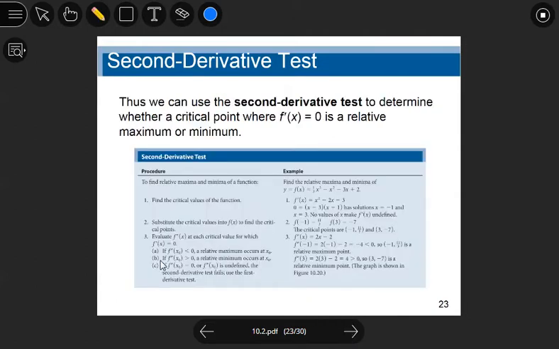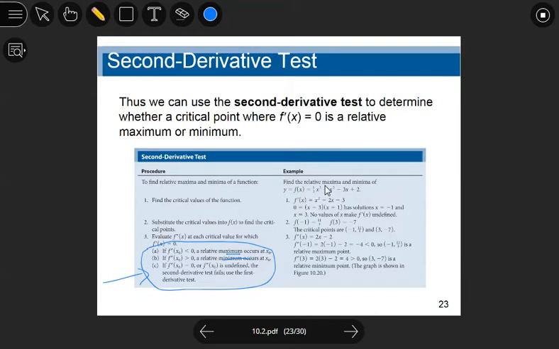So the method is this one. This is an important point. If the second derivative is less than 0 at that point, it is a relative maximum, and if the second derivative is greater than 0, it is a relative minimum. So you need to memorize these things. These are very important. And now let's look at our example.